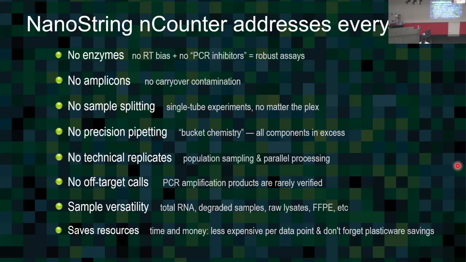So look, last point here was saves resources, time and money, less expensive per data point. And the plasticware savings, because you're doing everything in one hit, in one tube, can be enormous. You can be looking at a handful of tips versus thousands to run an experiment. I have examples. I won't show you those slides, but anyway.